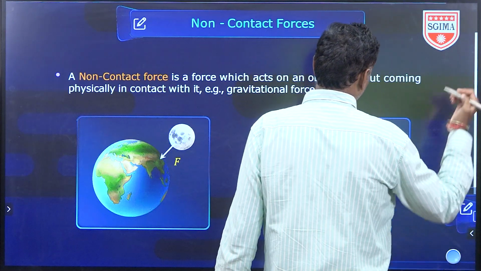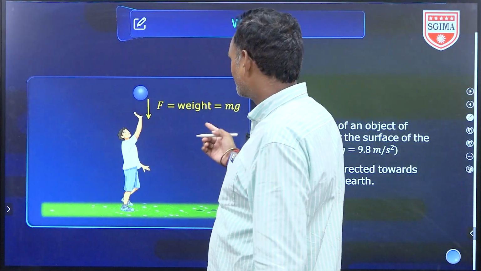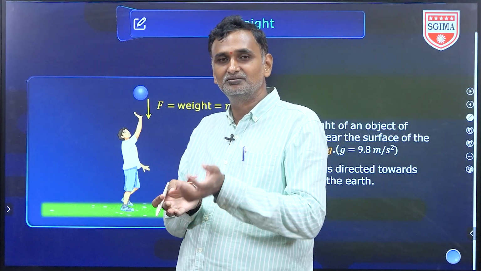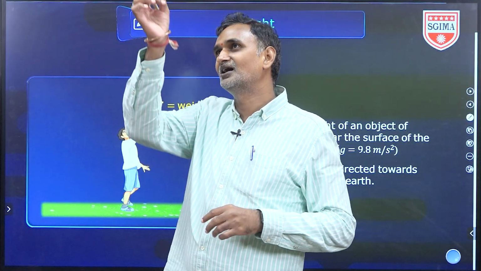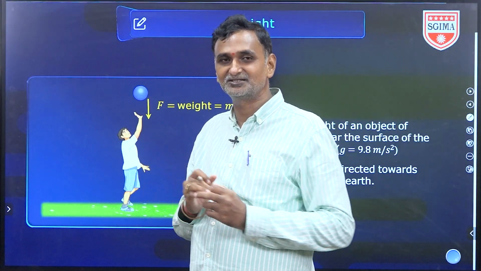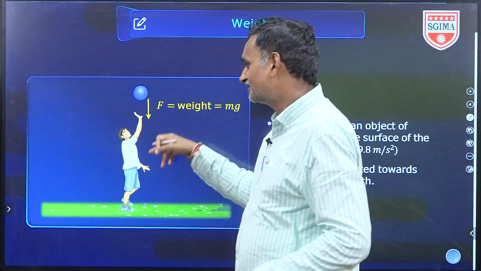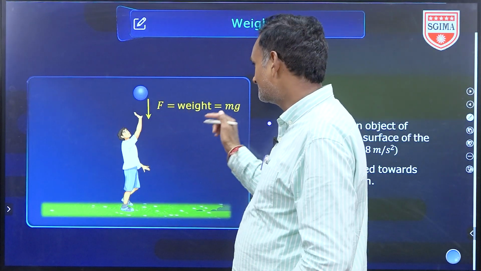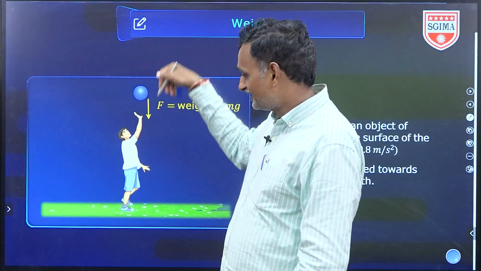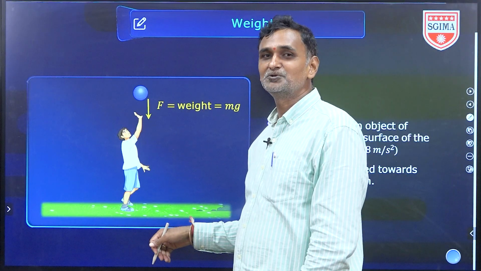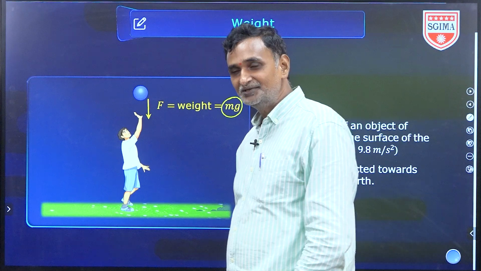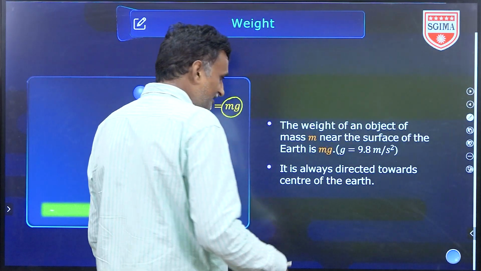Next, weight force. If we hold a particle or throw it upward, it is always pulled downward, like in the previous example the moon is pulled towards the Earth's surface. That force acting towards the Earth on the particle is called weight force. Generally F equals ma, but here the particle is accelerated downward with acceleration equal to g. So a equals g, then F equals mg. This force is called weight force or weight of an object.